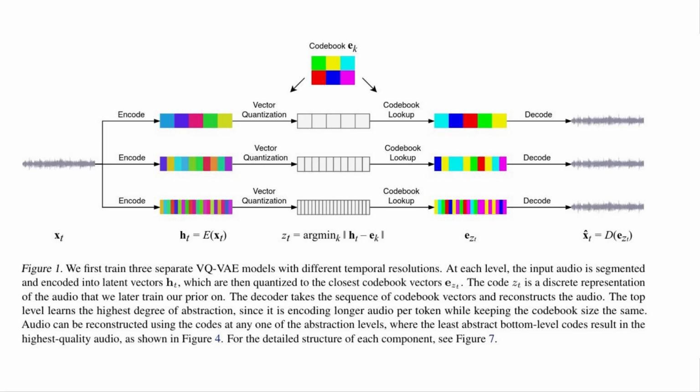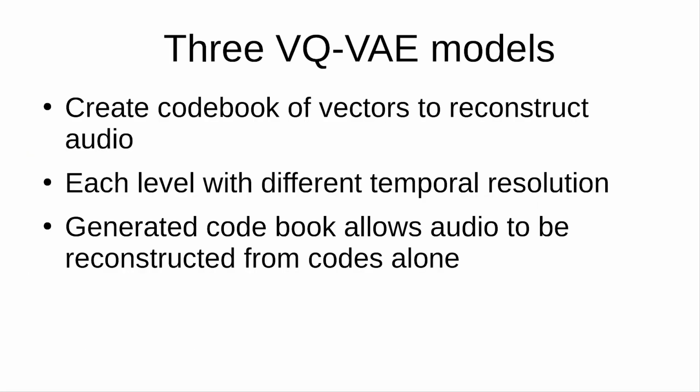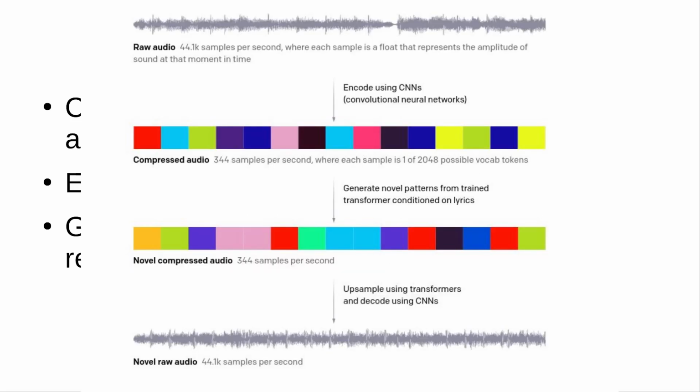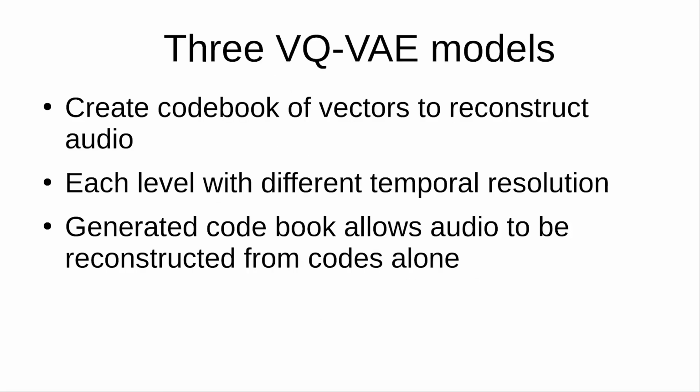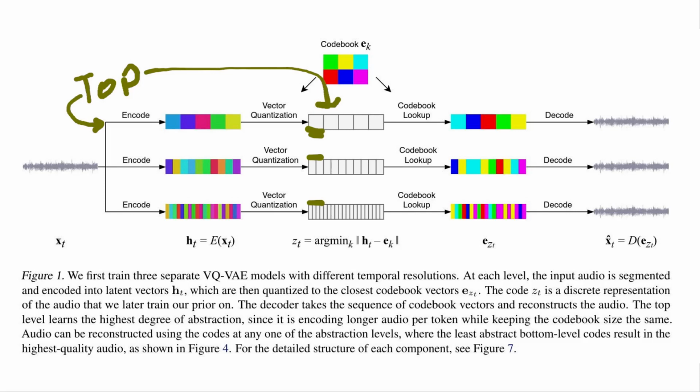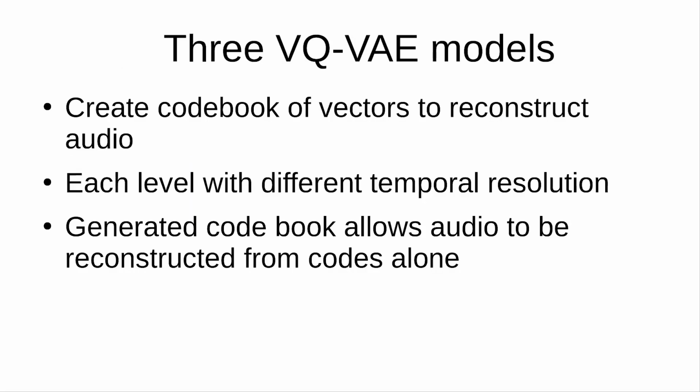This allows each model to have a different degree of abstraction. This degree of abstraction is how much audio each token is to represent. And the amount of audio each token represents ends up being the temporal resolution or the hop length. The top level has the highest degree of abstraction. This means that the top level, you will see in the graphic, is the one with the largest chunks in the codebook representation. These chunks represent more audio, so it's harder to decode these large chunks meaningfully.